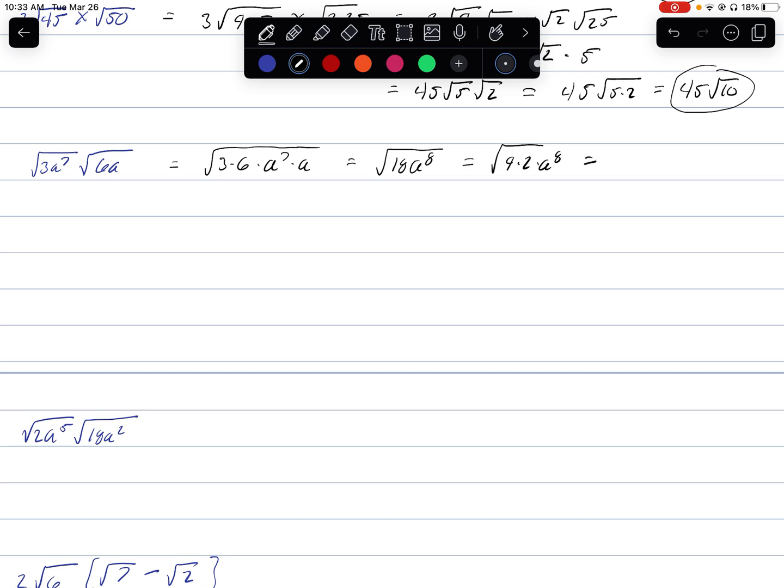And now let's go ahead and split all of these up. So we'll have the square root of 9 times the square root of a to the 8th times the square root of 2. The square root of 9 is just 3. And then I'm going to rewrite this square root of a to the 8th as actually raising a to the 8th to the 1/2. We're going to multiply that times the square root of 2.